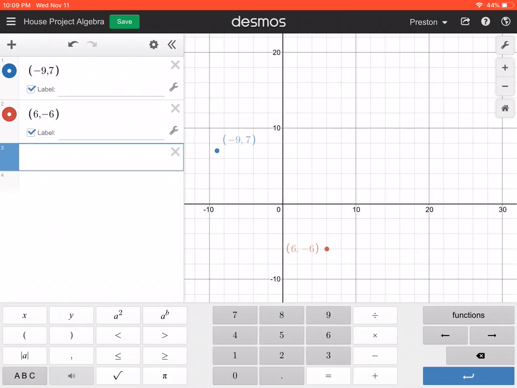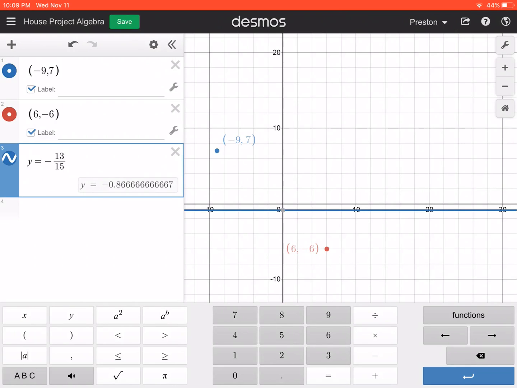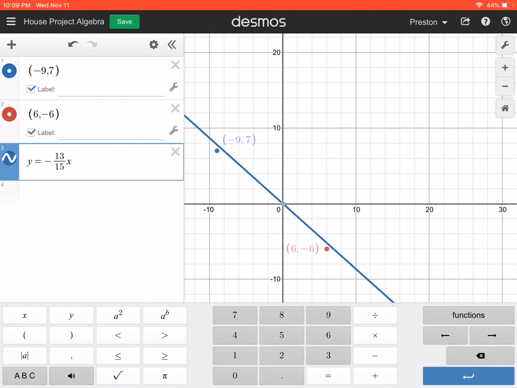Type that in. y equals -13/15. And notice the cursor's on the bottom in the denominator with 15. I tap over to the right, and then I'm able to type in x minus 4 divided by 15. And notice it goes through those 2 points correctly. If it doesn't go through those 2 points, either your slope or your y-intercept is off, so you're going to have to check that again. So that is the base of my house.